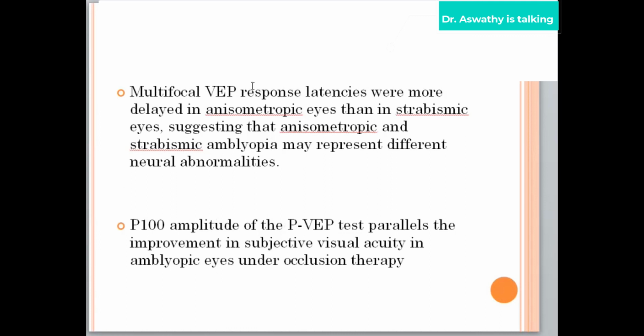Now, in multifocal VEP, it was noticed that the latencies were more delayed in anisometropic eyes than in strabismic eyes, suggesting that anisometropic and strabismic amblyopia may represent different neural abnormalities. And the P100 amplitude of the pattern VEP test paralleled the improvement in the subjective visual acuity in amblyopic eyes under the occlusion therapy.